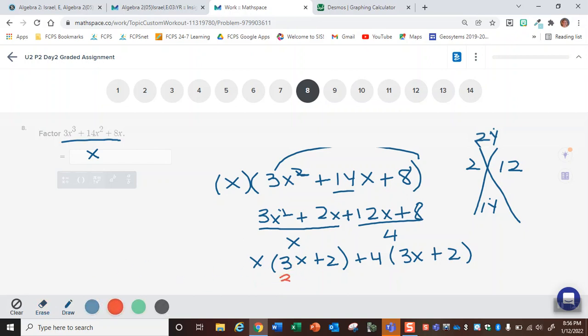All right, so I've got 3x plus 2 as my common factor, and when that factors out, then what's left is the x plus 4. So those two factors are of this, and then remember you had this x that you factored out at the beginning. If it's x cubed, you're going to have 3 factors here, and that would be your answer.